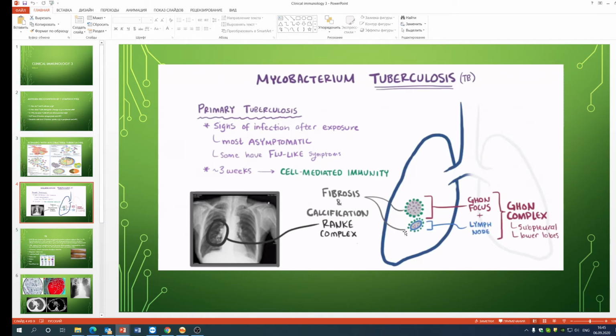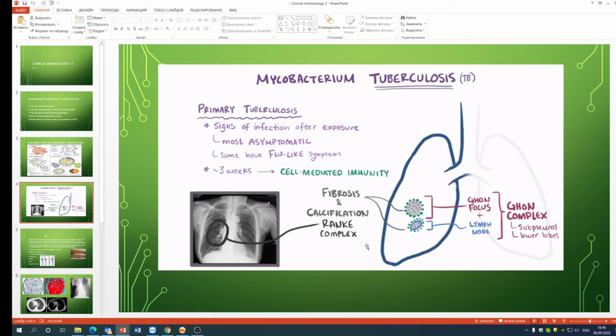Mycobacteria release certain factors which inhibit the fusion of the lysosome with the phagosome. So this doesn't occur. What happens instead is that over time mycobacteria start to adapt. Finally, the phagosome ruptures, and the macrophage ruptures to release mycobacterium outside.